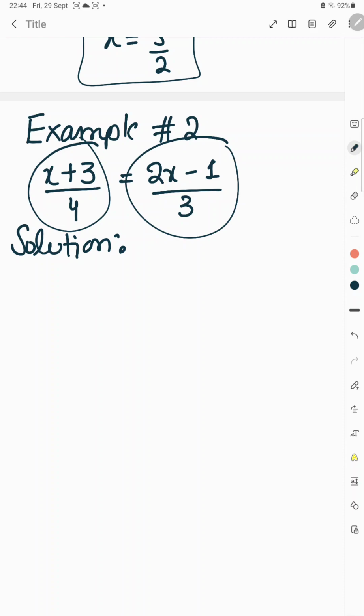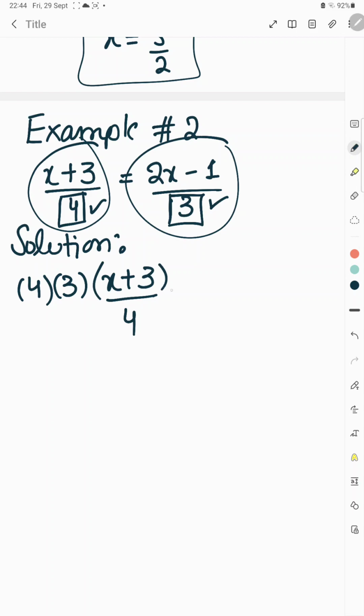So how do we eliminate the fraction? As I told you, we have to observe the denominator part, which is 4 and 3. So what we will do here, we have to eliminate the fraction with the help of multiplication. So what will we multiply? We will multiply the terms which are present in the denominator. So here two terms are given, 4 and 3. So we have to multiply 4 and 3 on both sides of the equation to eliminate the fraction.